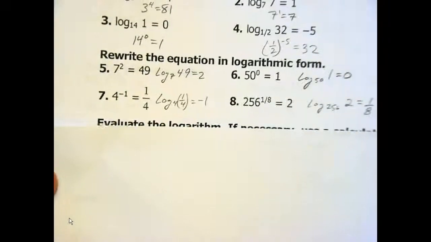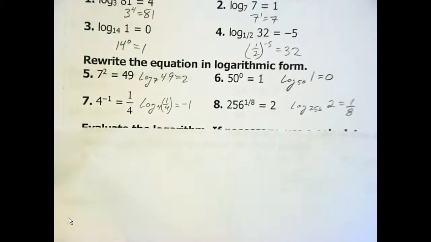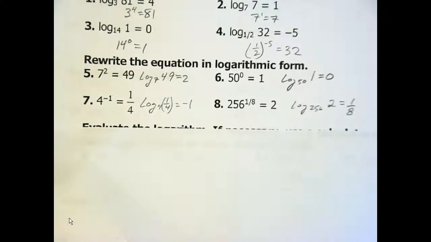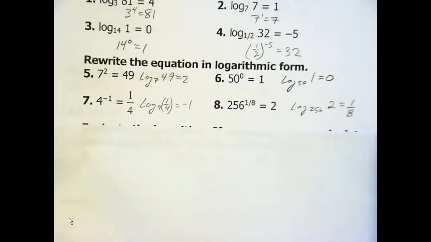Okay, number 5 was log base 7 of 49 is 2. Number 6, log base 50 of 1 is 0. Number 7, log base 4 of 1/4. Make sure you put your parentheses, just good habit, equals negative 1. And number 8, log base 256 of 2 equals 8.